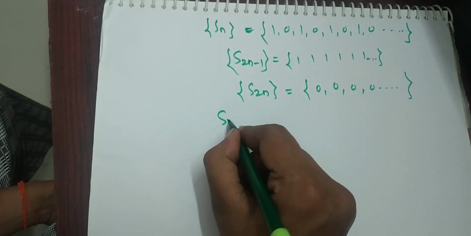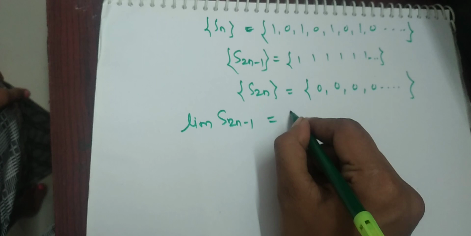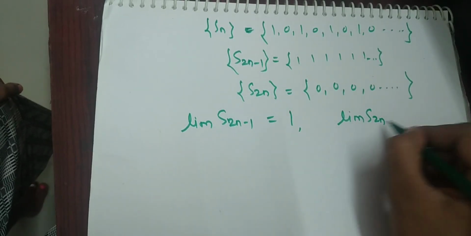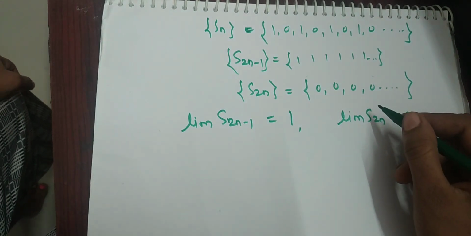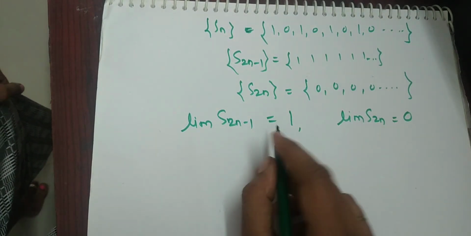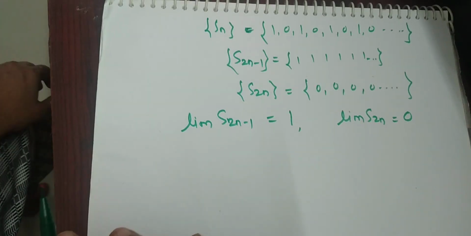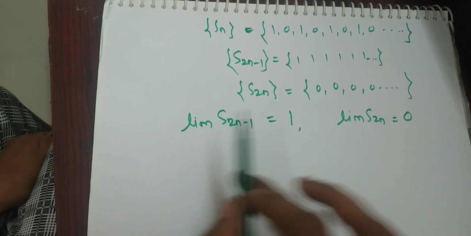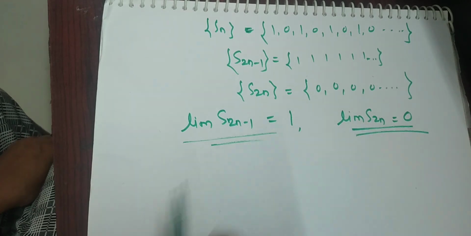So for S2n minus 1, if we take the limit, then this sequence converges to 1, and the limit of S2n, what is the limit of this sequence? It is 0. So what we have learned is that subsequences must have the same limit for convergence of the original sequence, but here we are getting different limits for two different subsequences.